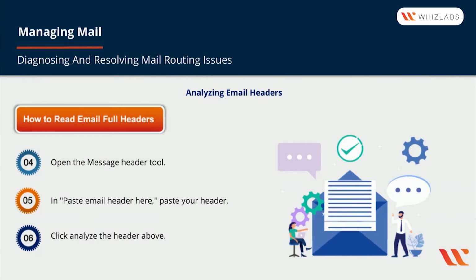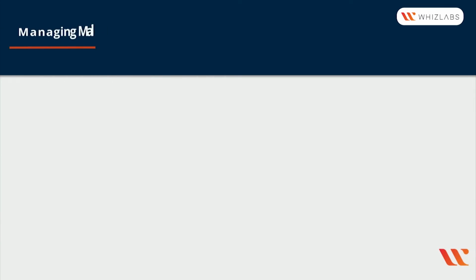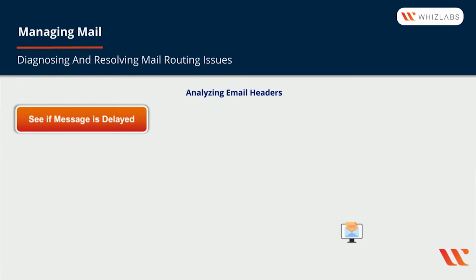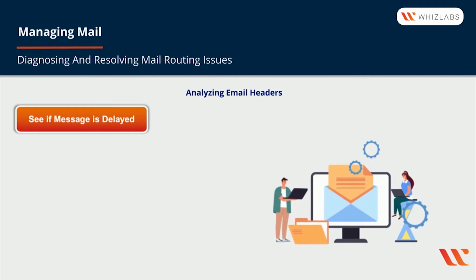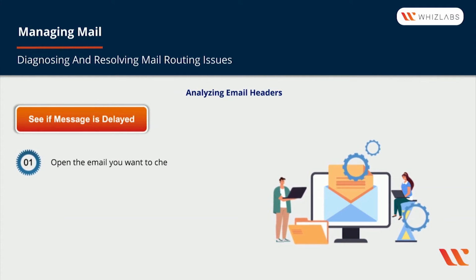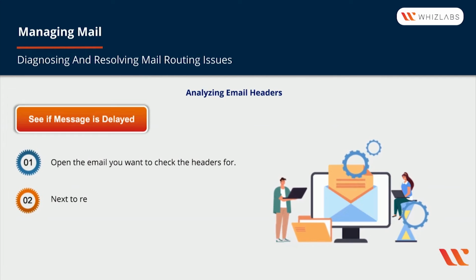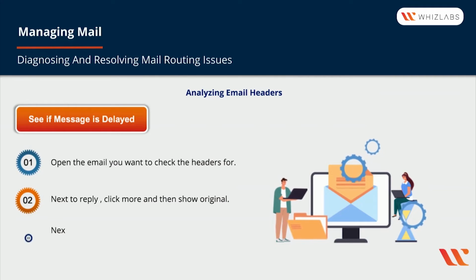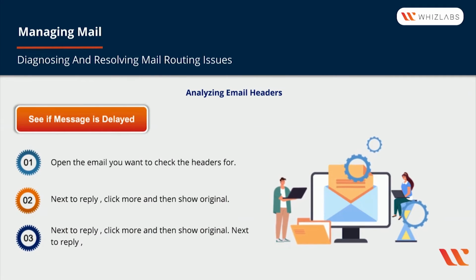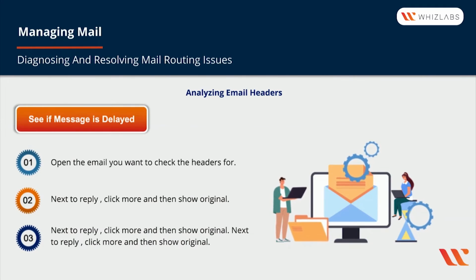So how can we see if the messages are delayed? Let's follow certain steps to understand this. At first you need to open the email you want to check the headers for. Next, next to reply, click More and then Show original. Then next, look at the delay field to see how much time it took for the email to be delivered after it was sent.